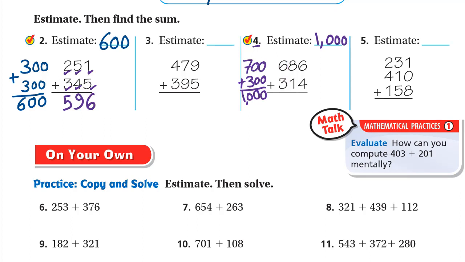Okay, now let's find the sum. 6 plus 4 is 10. Again 10. We will write the 0 and carry up the 1 at tens. Now in tens, 1 plus 8 plus 1. 1 plus 8 is 9. 9 plus 1 is 10 again. So we write the 0 and carry a 1. So in hundreds we have 1 plus 6 plus 3. So 1 plus 6 is 7. 7 plus 3 is 10. So our answer is 1000. It's exactly the same as our estimate.